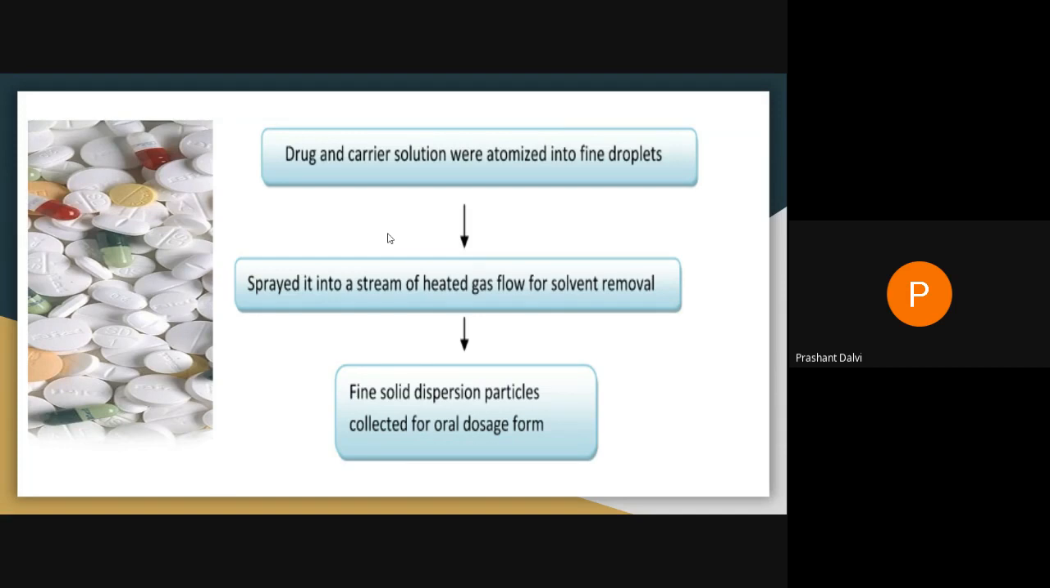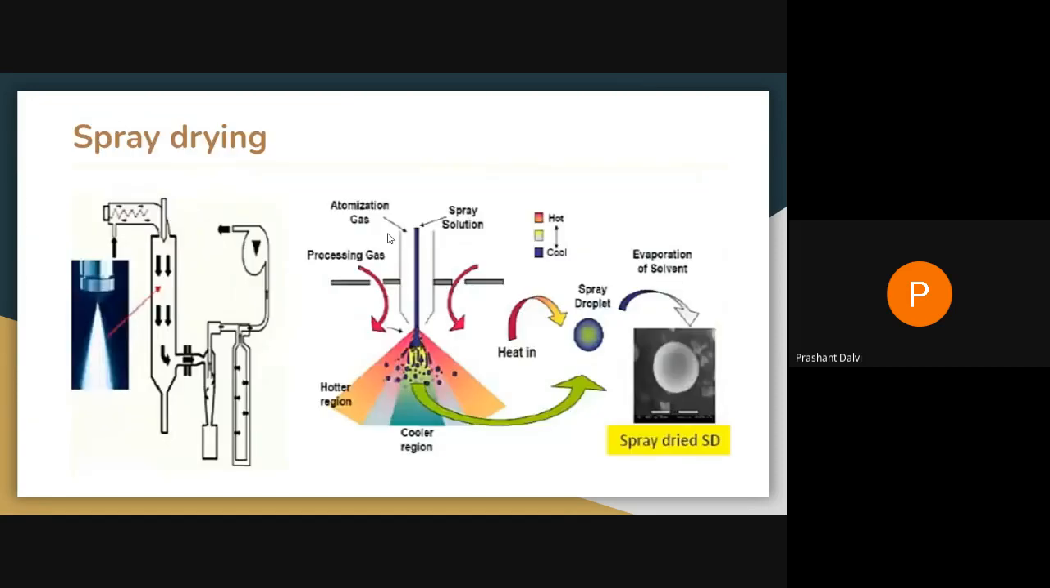what exactly is the process there? The hot gas penetrates the fine droplets, which are entirely surrounded by the hot gas. Penetration of the hot gas is followed by evaporation of the solvent present, which evaporates upon penetration of the hot gas. Then fine solid dispersion particles form, and we can collect them in the separators and subject them to different formulations.